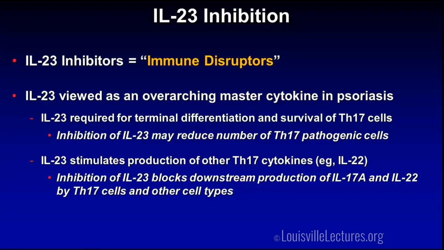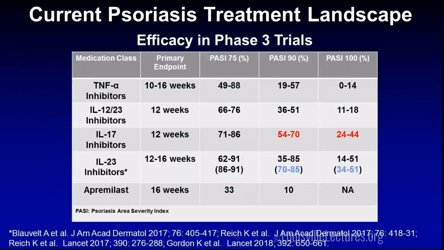So by blocking IL-23, we may be promoting apoptosis of these cells, really decreasing the amount of pathogenic Th17 cells in patients. Additionally, because interleukin-23 is so upstream in the inflammatory process, by blocking it, we can block production of other downstream cytokines that we think are important, including interleukin-17A, which is what all those IL-17 inhibitors block by and large.